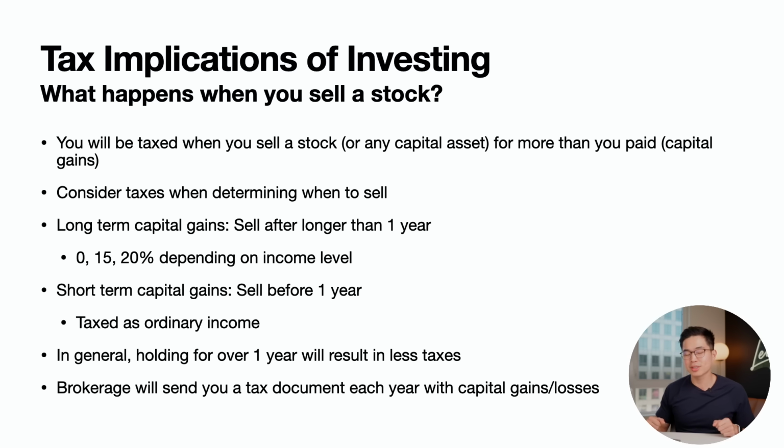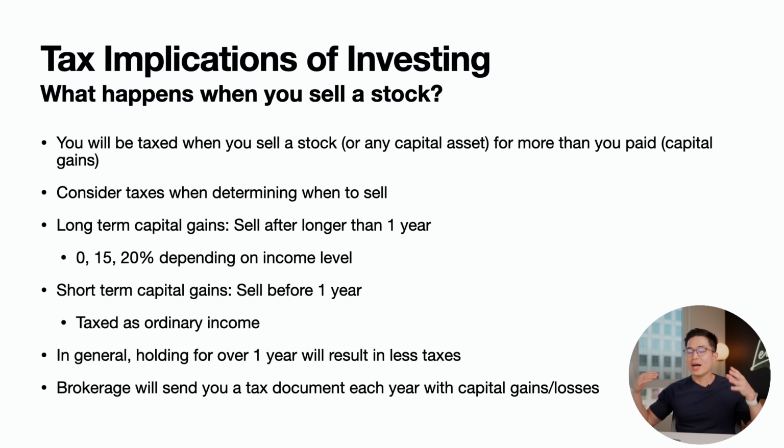Now with short-term capital gains, this occurs when you're selling before 1 year, and this is taxed as ordinary income. So for a lot of high-earning people out there where your income taxes are super high, that means that holding your stock for 364 days versus holding your stock for, let's say, 366 days could create huge implications in how much you're paying in taxes. So yeah, like I said, in general, holding for over 1 year is going to result in less taxes when you do sell, and your brokerage will send you a tax document each year with your capital gains or losses.